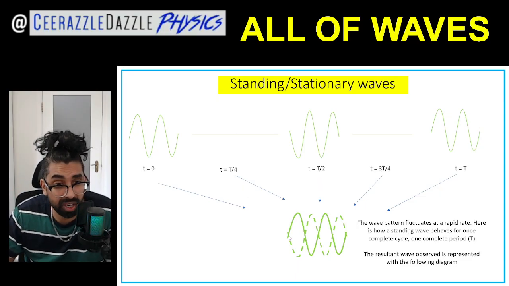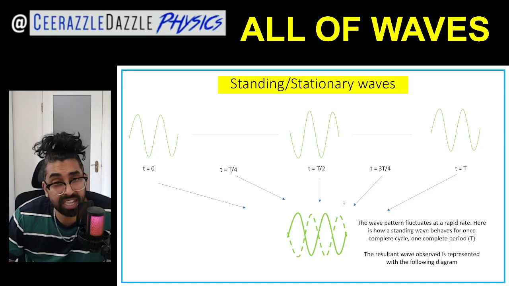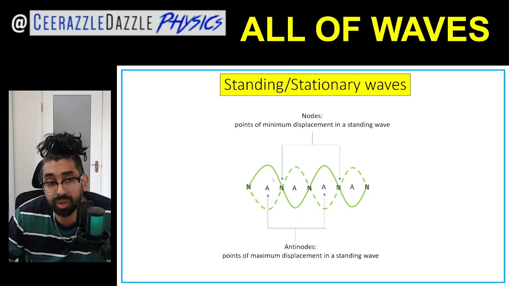So they usually draw it like this. They have one bold line to show you what it looks like, and then they have the dashed line to show you what it becomes halfway through its cycle, looking like this. And this is the resultant wave that you will be able to see, obviously, when you look at the standing waves.